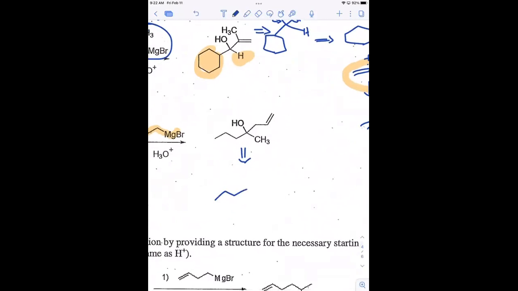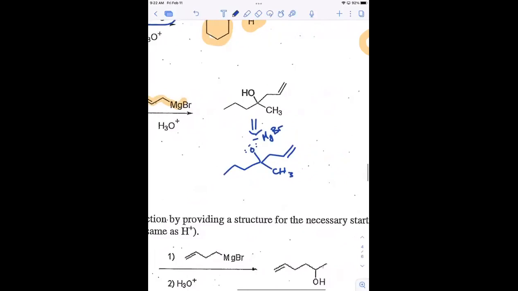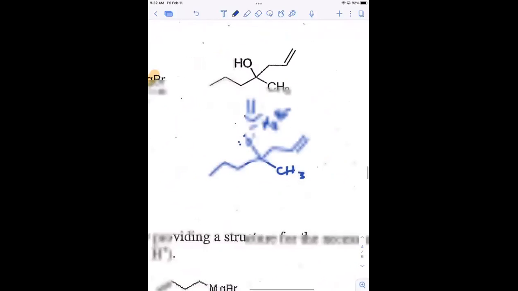So let's see down here. We're going to do this. So that's negative. The allyl group is here. CH3 is here. Now I'll go ahead and put the magnesium in so that we can just stay consistent with that. All right, now what's next? So this is step 1.